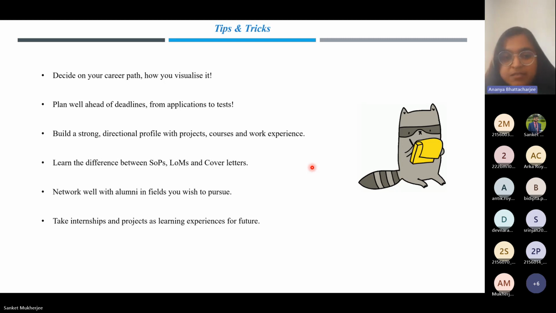Also, please, this is very important. Learn the difference between statement of purposes, letter of motivations, and cover letters. These are three very different things. And I often get juniors who are asking me, what is the difference? How am I going to write about this? I don't know. This seems similar to me, but there are very particular differences that you should know about.